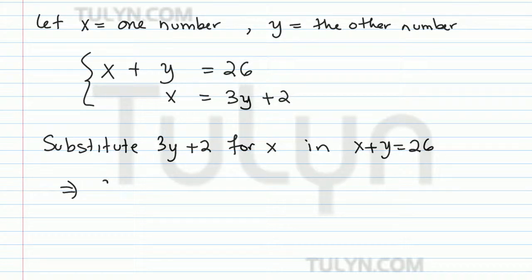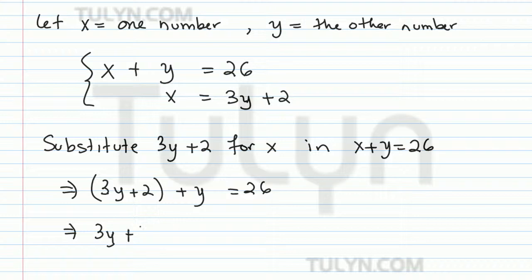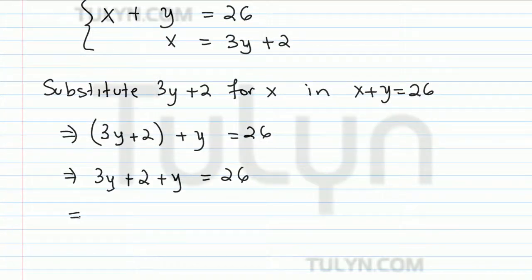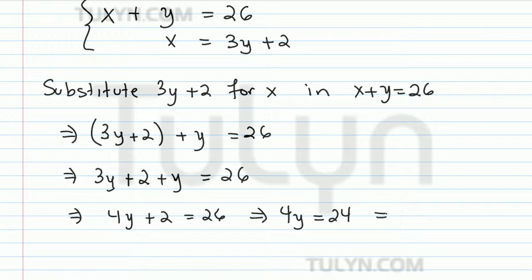So basically, wherever you see an x, you replace it with 3y plus 2. So then we end up getting 3y plus 2 plus y is equal to 26. And now notice, there's only y's in this equation, so this becomes a linear equation in one variable, which we know how to solve. So simplifying, I'm just going to get rid of the parentheses here. 3y plus 2 plus y is 26. Combining the y's together, we get 4y plus 2 is 26. Subtracting 2 from both sides, we know that 4y is equal to 24. So y has to be 6.